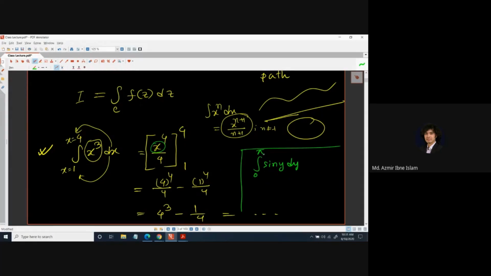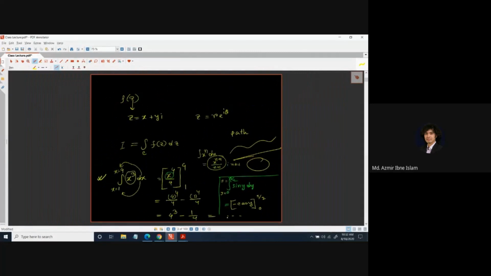So here, let's say from 0 to pi by 2, integration of sine y in terms of y. You can see that here we have the variable y, dy. That means the limits at this moment are for y. So here, integration of sine y, you know the formula, it is negative cosine y. This is the antiderivative. So by the fundamental theorem of calculus, we can easily evaluate the result.